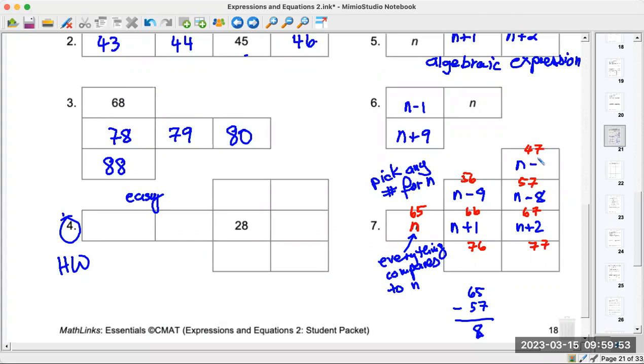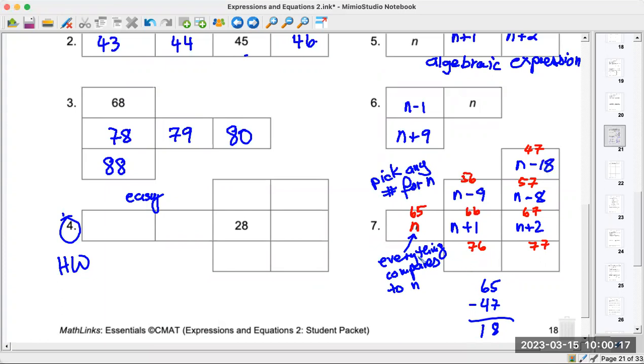Up here, it's 47 and 65. So I need to connect the two and find out the difference. So I take the bigger number and I subtract the smaller in this case. So that would be 18, I believe.